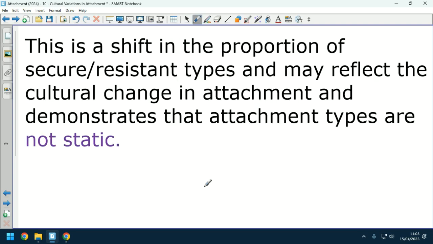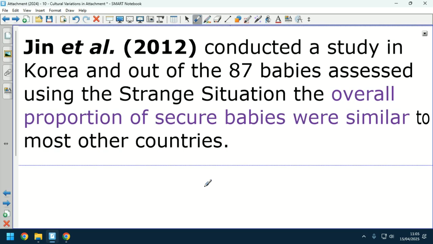Now, this is a shift, obviously, in how those secure and insecure types are reflected within the culture. And we see that maybe we need to recognize that the Van Ijzendoorn research is not static, and so countries and cultures may change in terms of their attachment type over time.